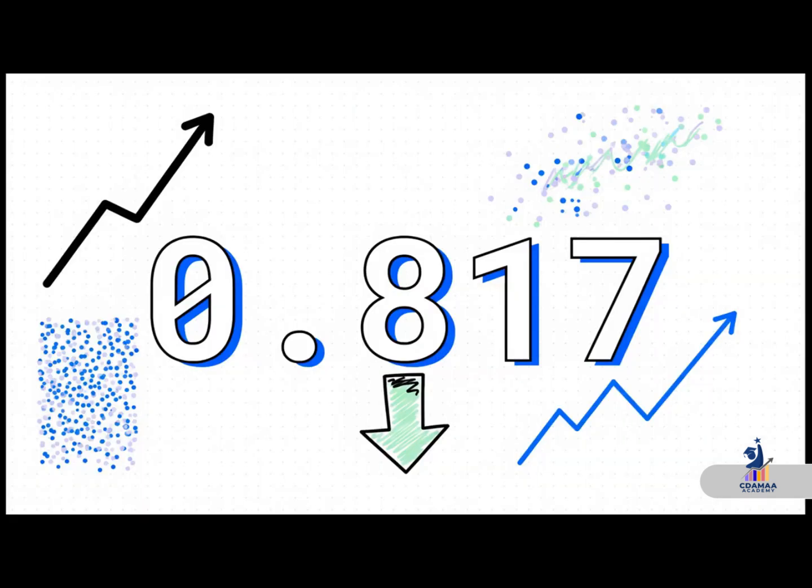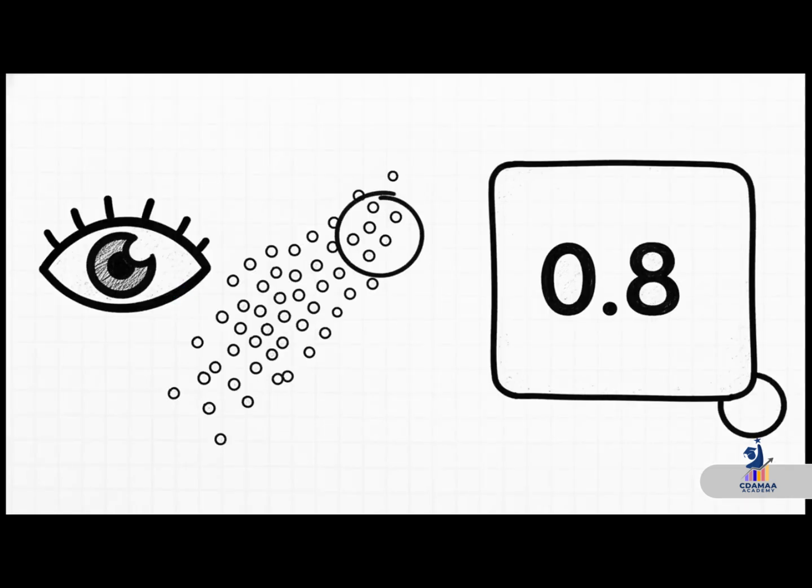Whoa, look at that. With just one unusual point, our correlation dropped from a nearly perfect 0.997 all the way down to 0.817. That one single dot dramatically changed the story that the number was telling us. And that right there, that's the whole lesson. That one unusual point would have stuck out like a sore thumb on a scatter plot, but the number on its own hid it. This is why our first rule is the most important one. Always plot your data before you trust the number.